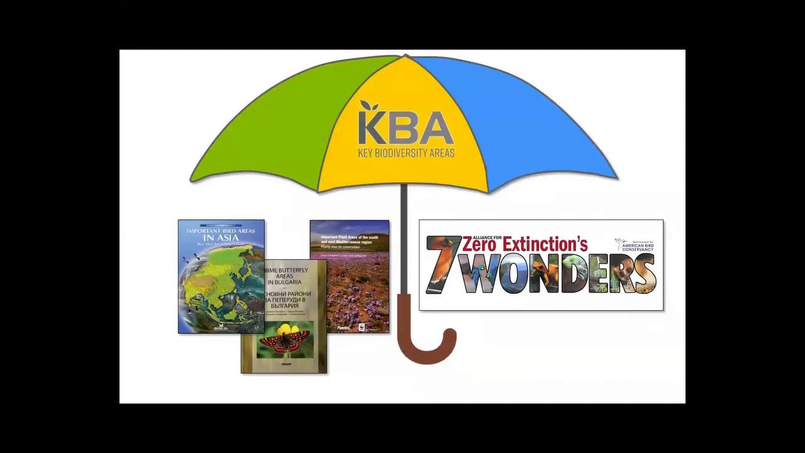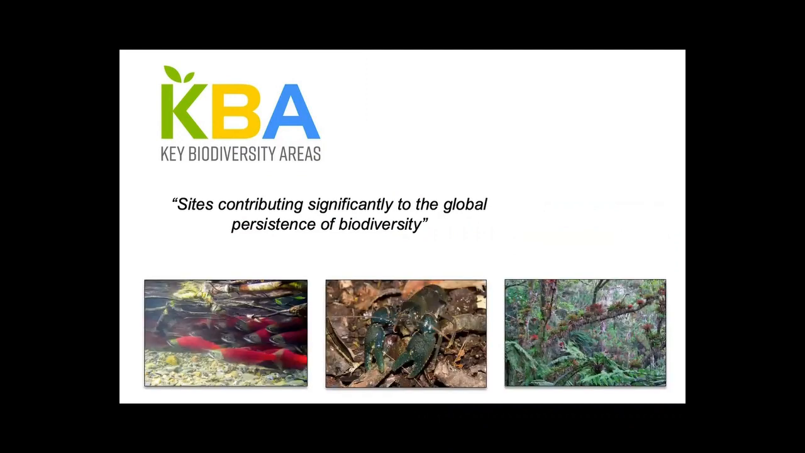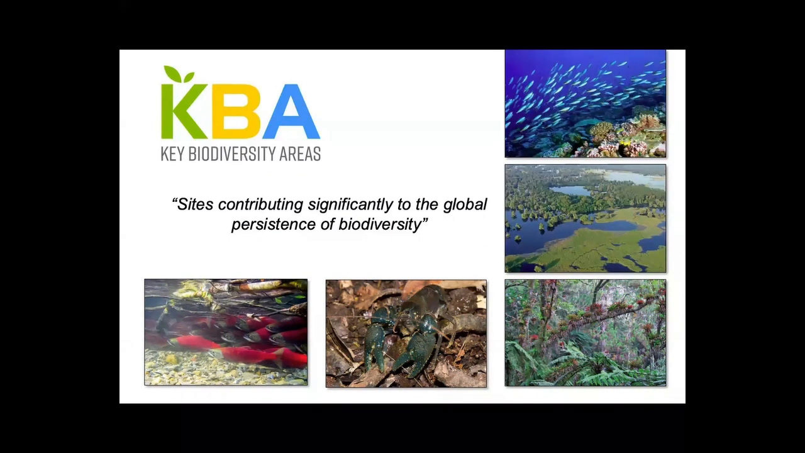So key biodiversity areas, or KBAs, provide an umbrella framework designed to harmonize existing approaches to the identification of important sites for biodiversity. KBAs are defined as sites that contribute significantly to the global persistence of biodiversity, and they are identified using globally standardized criteria and quantitative thresholds designed to ensure that the process is objective, repeatable, and transparent. The criteria are designed to capture elements of biodiversity across genetic, species, and ecosystem levels, and are applicable to marine, freshwater, terrestrial, and subterranean systems.